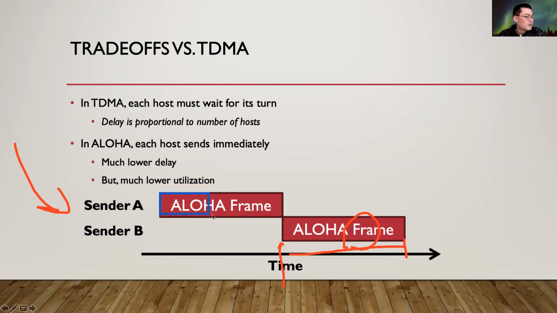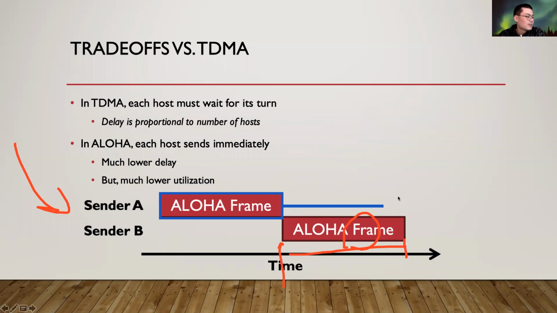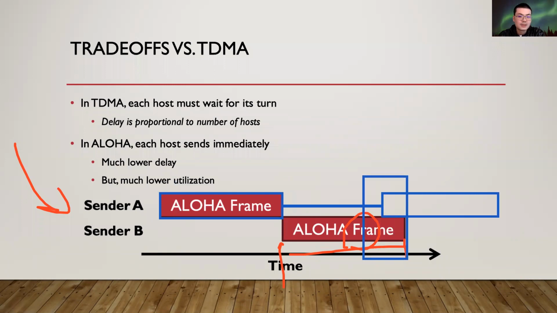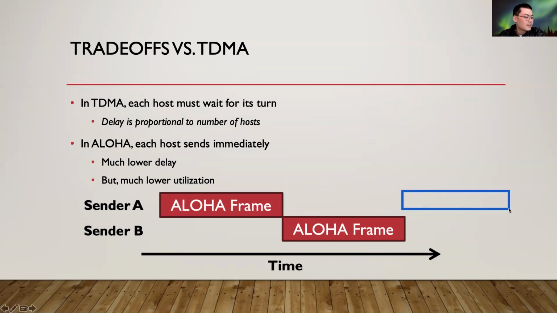But if you're unlucky, your starting time shifts a little bit to here, and then there's an overlap, which is undesirable. But how much window is that? You can move all the way until here, and you still have a collision. So the only way that you can successfully send is if you start after this period of time.